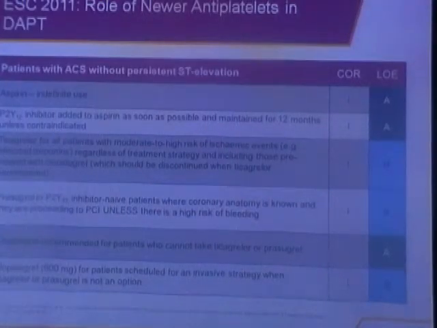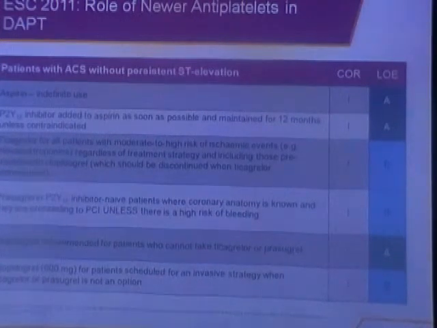Few words about dual antiplatelet drugs. As I told, aspirin has to be given in all patients, and a second antiplatelet agent like clopidogrel, ticagrelor, or prasugrel can be given. Prasugrel has a few limitations. It is very potent and can cause a high risk of bleeding. It should not be given in patients older than 75 years, weight less than 55 kilos, history of stroke and all that.